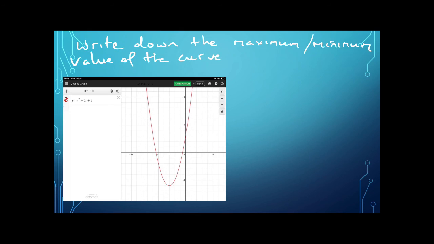We've been asked to write down what the maximum or minimum value is. Well, the minimum value of y is the y coordinate. And so that smallest value of y, that minimum value of y, which occurred at the turning point, is y is equal to negative 6. So the minimum value is negative 6.